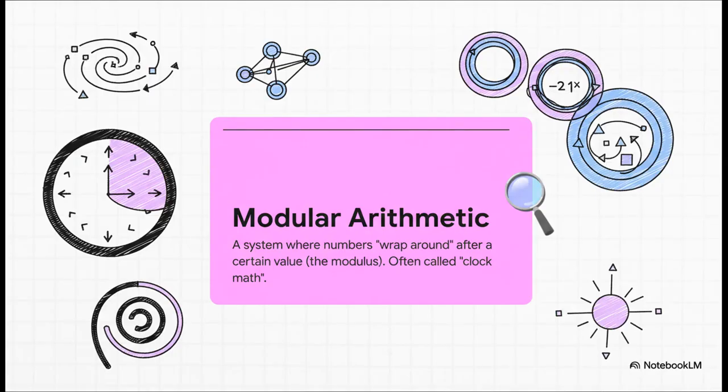First up, modular arithmetic. You've probably heard it called clock math, and that's a perfect way to think about it. It's a world where numbers just wrap around. The entire pattern we just saw lives and breathes in this world, where all we care about are the remainders you get after dividing by a certain prime number.